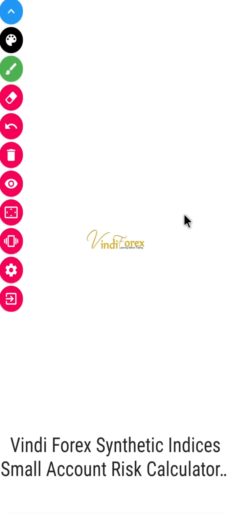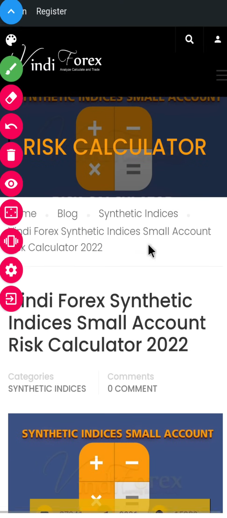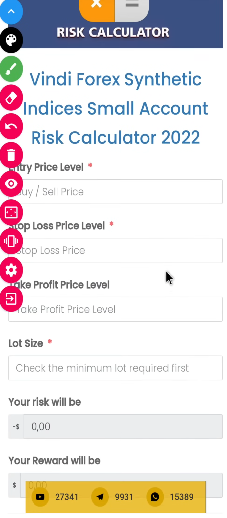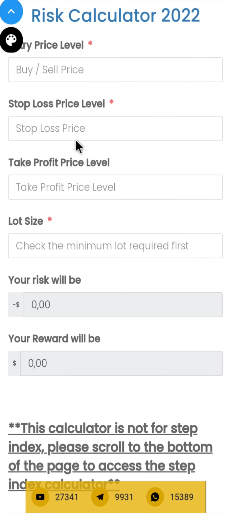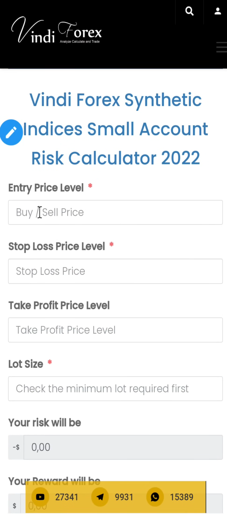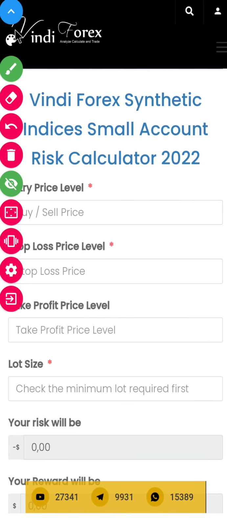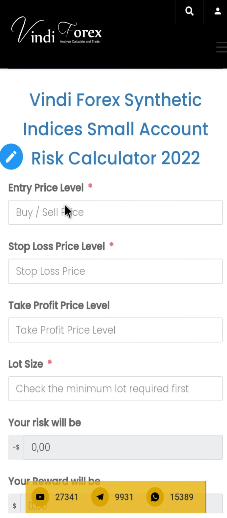Then if I click here, it takes me straight to the calculator. I don't have to dial into the pages on the Vindi website. It's taking me straight to the calculator. Then I can quickly dial everything here. I can quickly move the price where I'm selling or buying. In the case of the trade that we have running, it was a sell.